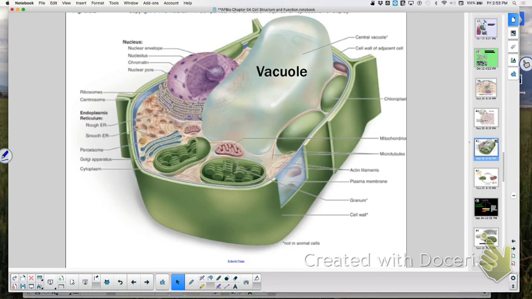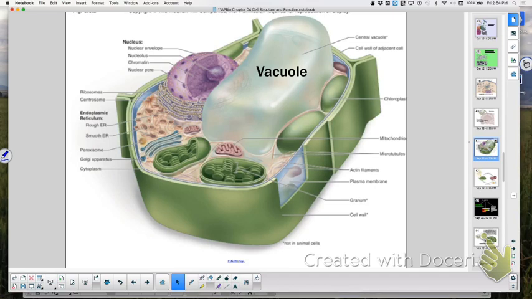So vacuoles, what I would call them, is the multi-purpose room. They could be used for a play. They could be used for an assembly. It could be used for a classroom. It could be used for lunch in the rain. Okay, it is a multi-purpose kind of organelle that you could use.